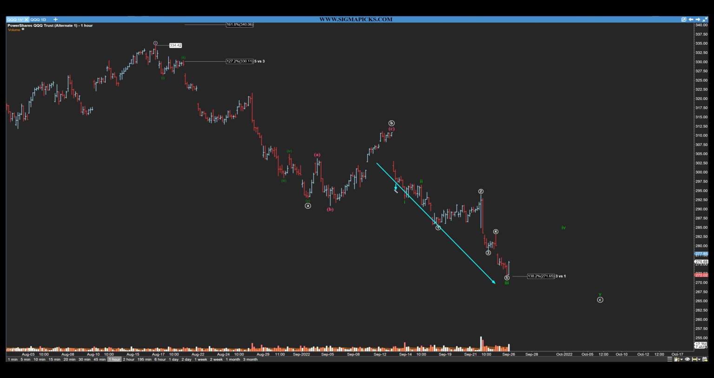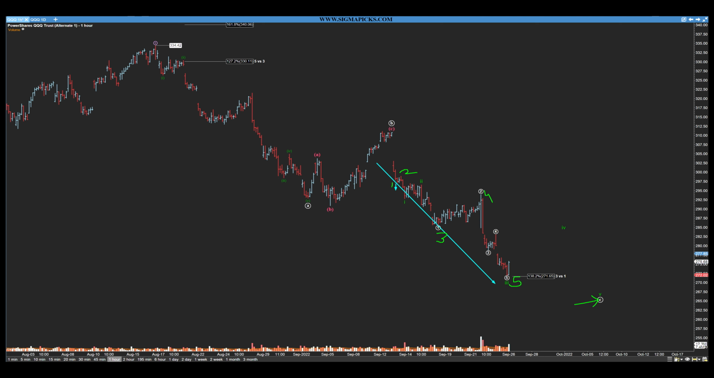Here, let me get this. This is one, this is two, this is three, this is four, and this is five. And that would end the C wave right here, but we can't say that yet. We still need more evidence to say that that was the case.